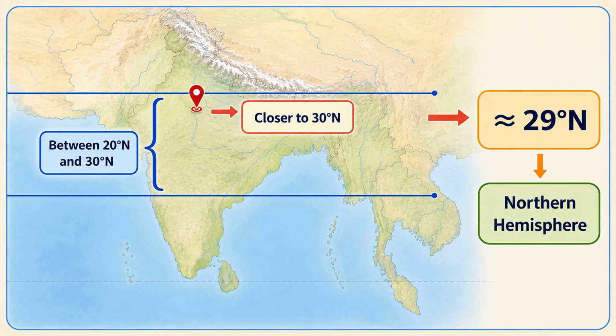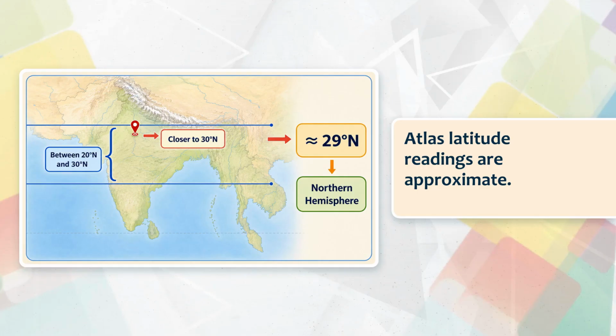An atlas may not show a line through every city, so estimate between the closest labeled parallels. State that the value is approximate and include N or S, since the letter identifies the city's hemisphere. The spacing between guides sets the limit of the estimate. Atlas latitude readings are approximate. Use nearby lines without claiming more precision than the image supports.